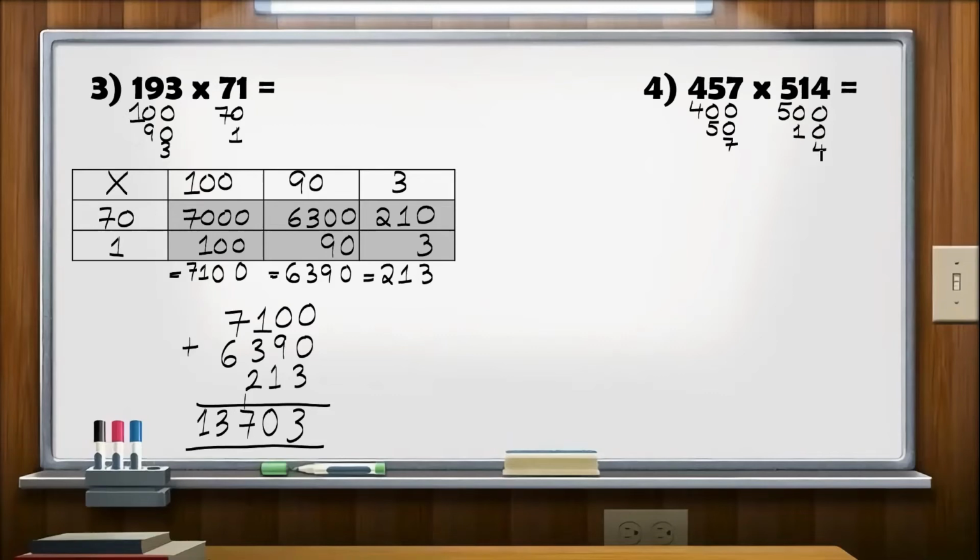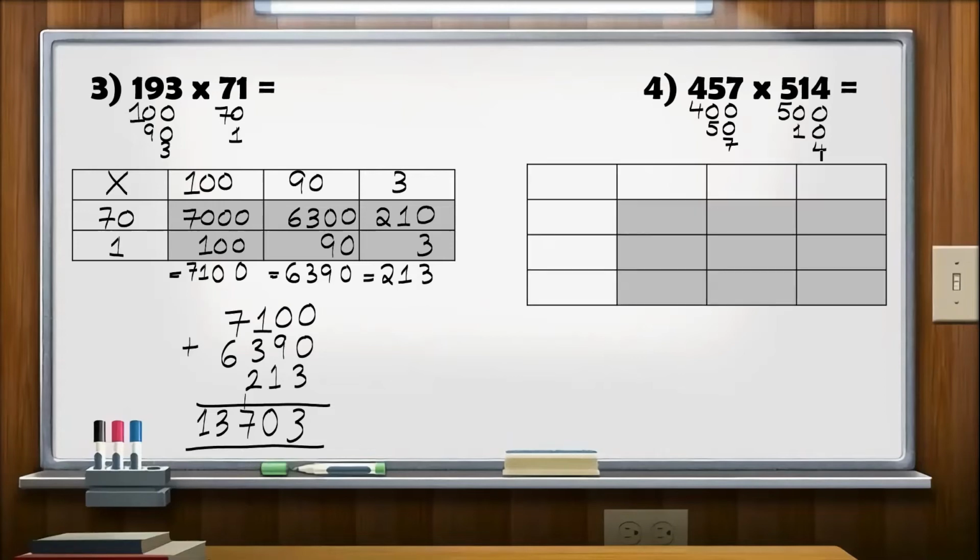Once I have partitioned the numbers, I create my multiplication grid and insert my numbers. On the top left-hand side, I've got my multiplication sign. Across the top, I've got 450 and 7. And along the side, I've got 510 and 4.